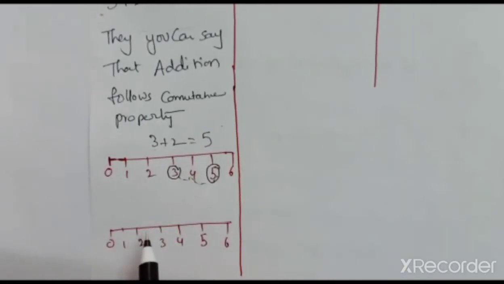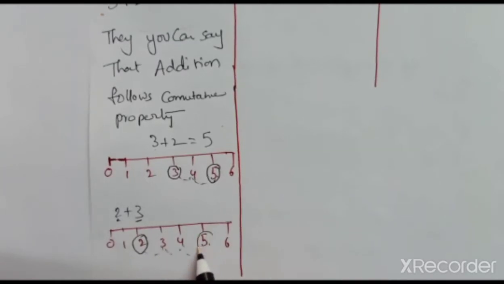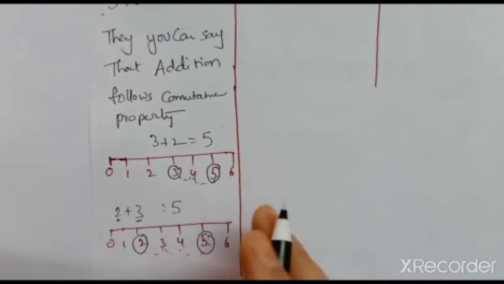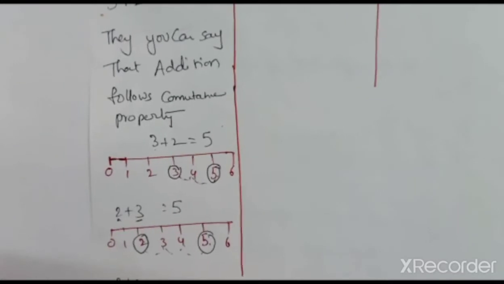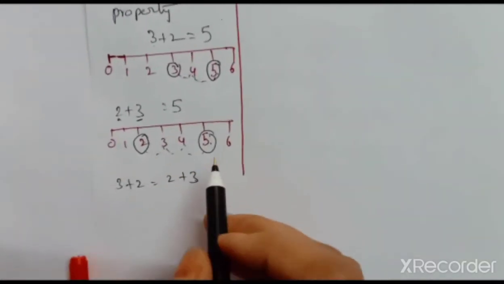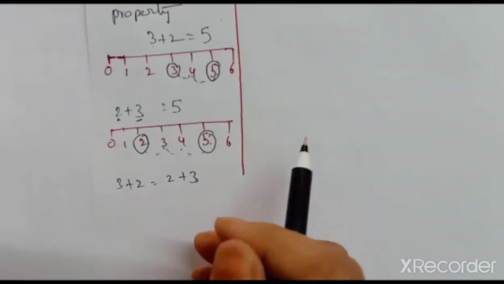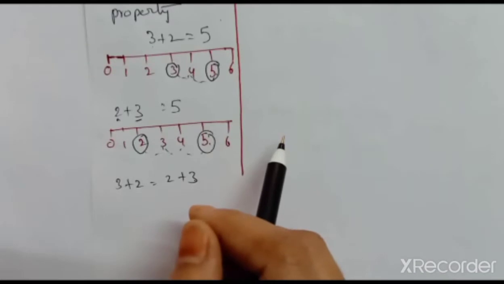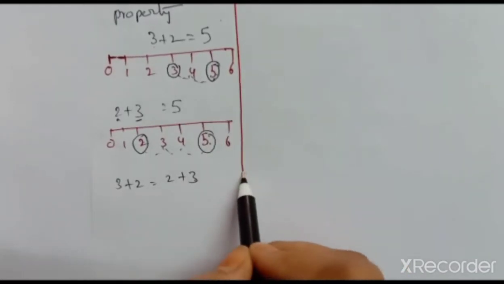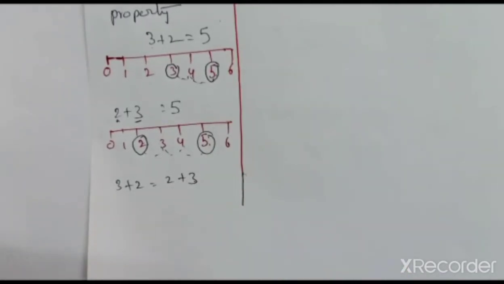Now see here, 2 plus 3. Where is the 2? Here it is, the 2. Now add 3 units to 2: 1, 2, 3 units. This is the answer. So 2 plus 3 is equal to 5. So 3 plus 2 is equal to 2 plus 3, that is equal to 5. It means addition follows the commutative property.